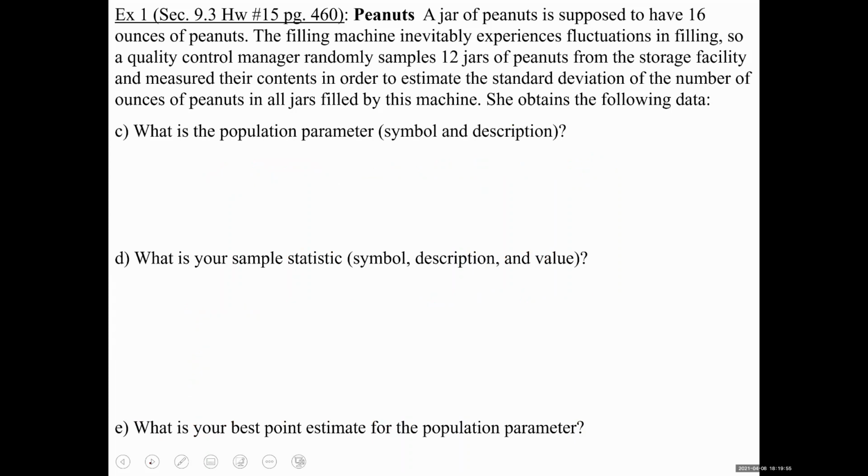Now, population parameter. Today the population parameter is sigma, but how do I know that from the problem? It says we're trying to estimate the standard deviation. Sometimes the word is not there. They might not say standard deviation, but if they use the word consistency, for example, that also lets you know that the population parameter is sigma. All right, so now we have to describe it in words. Whenever you describe sigma in words, the very first thing you have to write down is the standard deviation.